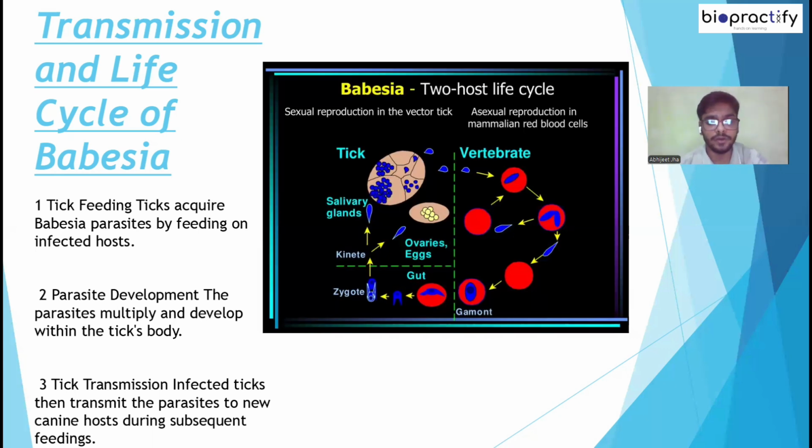erythrocytes and undergo asexual reproduction or budding, which is a type of reproduction that doesn't involve the fusion of gametes or a change in the number of chromosomes. The offspring produced by asexual reproduction are genetically and physically identical to each other, or clones of their parents.